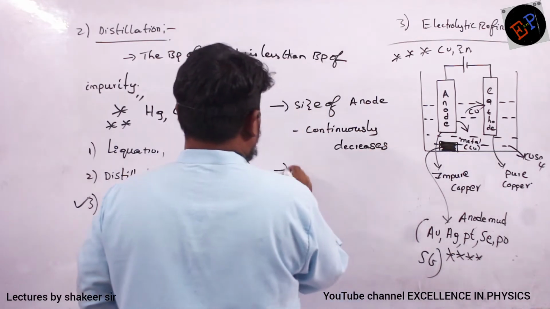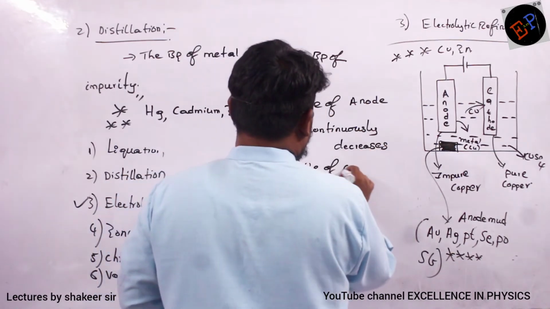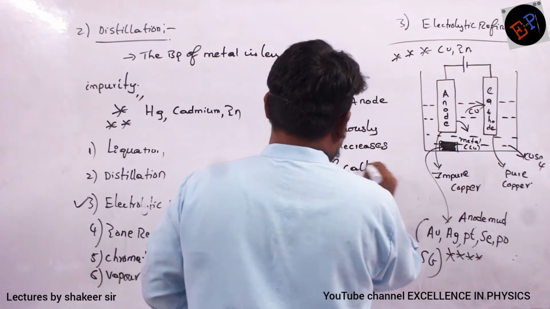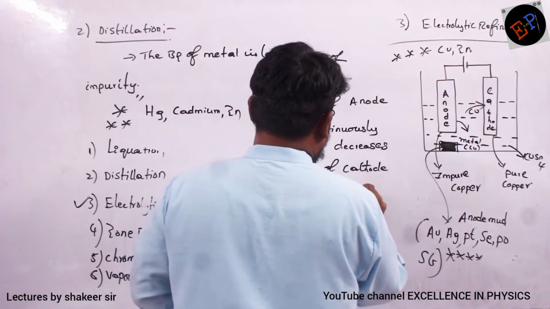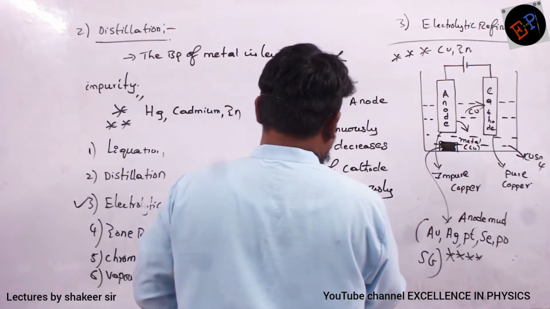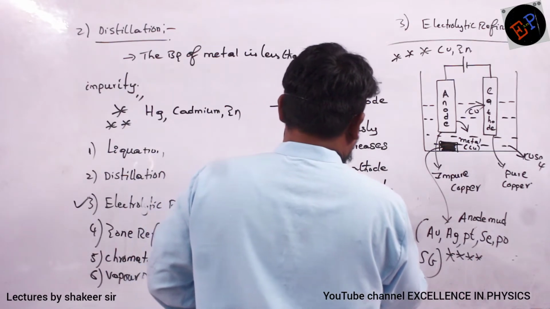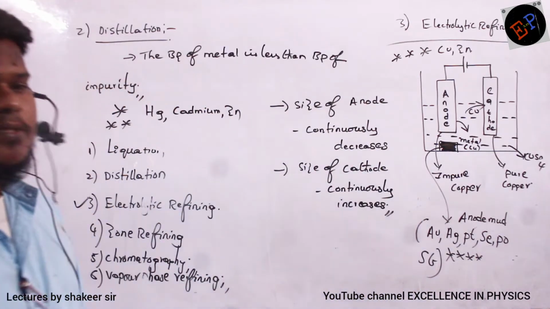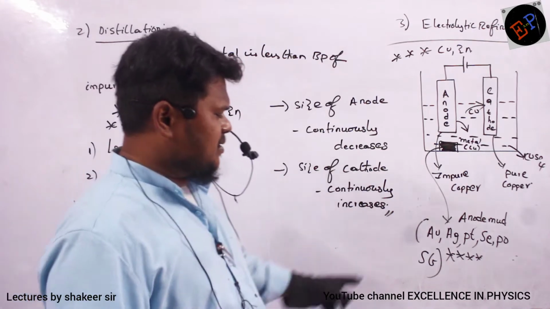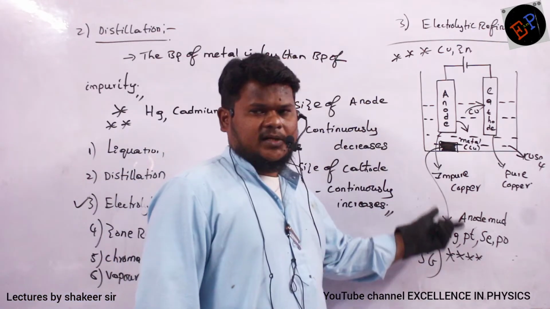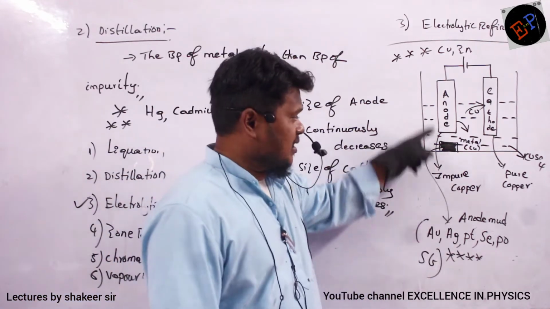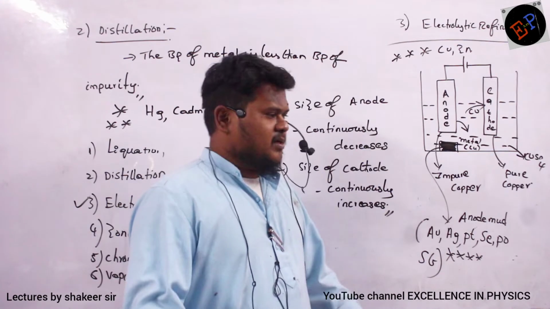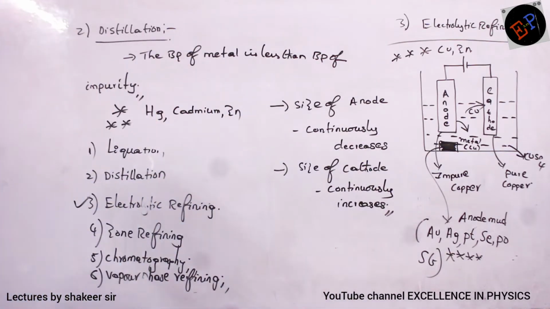Okay? And what happens to the size of the cathode? The size of the cathode continuously increases. So this is what happens in the case of electrolytic refining. And these are the metals which will be deposited as anode mud inside this anode. Is it clear? So this is the third process, which is called the process of electrolytic refining.